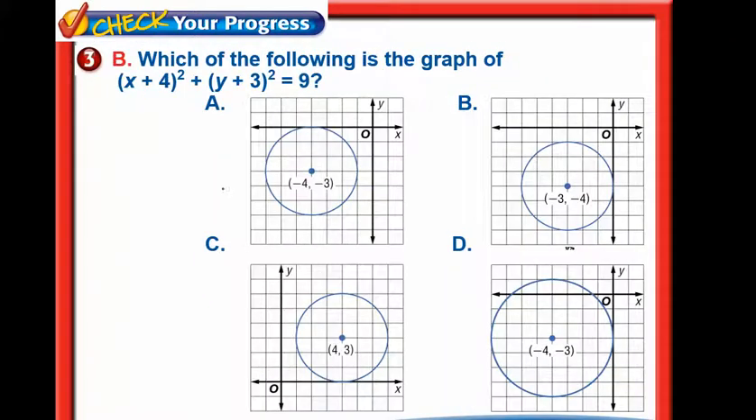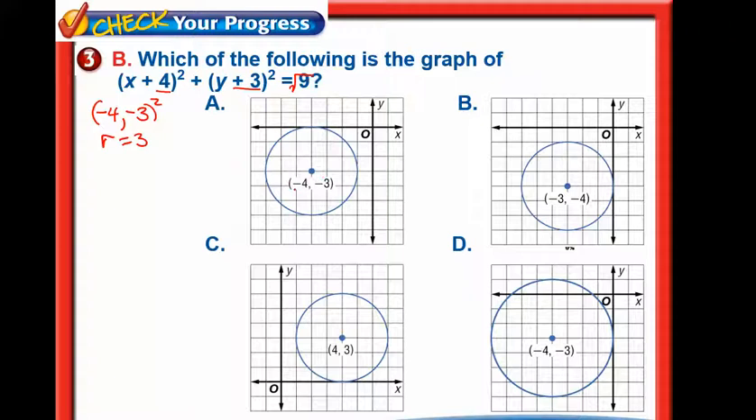Okay, pause the video. Try to do this one on your own. All right, let's see how you did. So what did you get for your H component here? What are we subtracting to get a +4? A -4. It's always going to be the opposite. So what are we going to put here? Opposite of +3 is -3. That is my center. To find my radius, I need to take the square root of 9, which is 3.